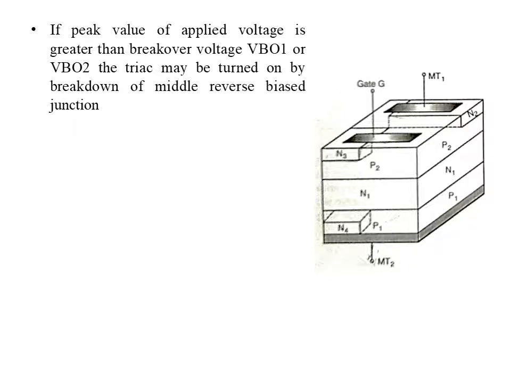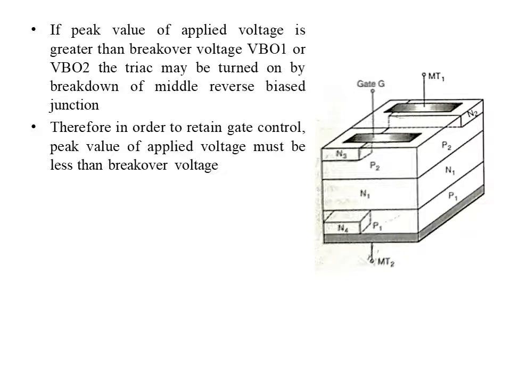If the peak value of applied voltage is greater than VBO1 or VBO2, the triac may be turned on by breakdown of the middle reverse bias junction. So when we apply a voltage between MT1 and MT2, and if that voltage is greater than the breakover voltage, there is a breakdown in the junction, and due to the breakdown, it starts to conduct. Therefore, in order to retain gate control, the peak value of applied voltage must be less than breakover voltage.